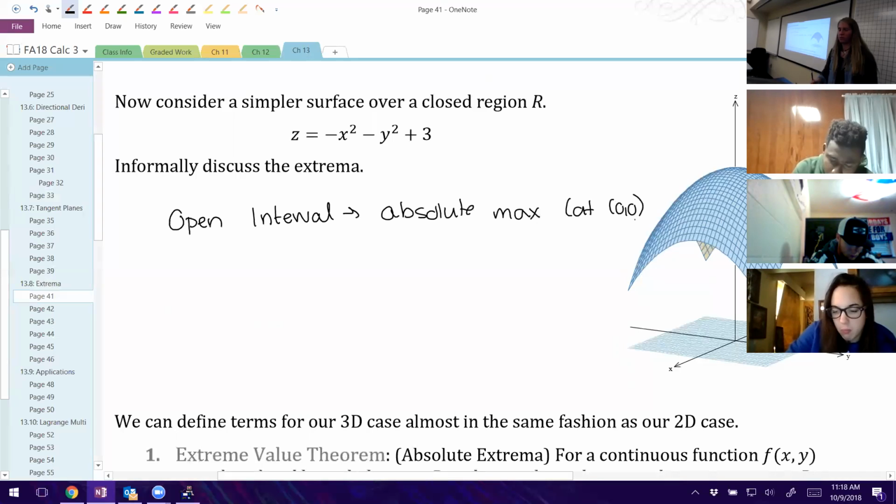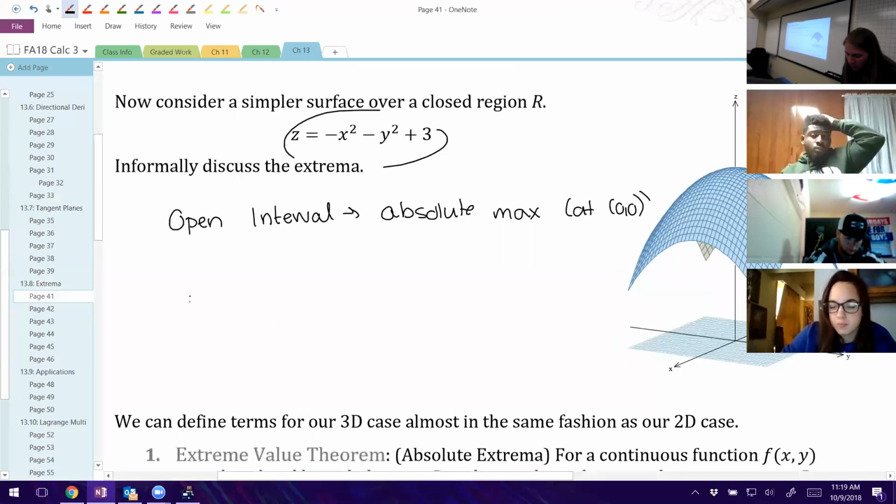Absolute max, probably at the origin. Okay, without doing much harder work here, I don't want to say definitely. On an open interval, do you think this has an absolute min? If it's this paraboloid? Yeah, no, it just keeps going down, down, down, so no minimum.